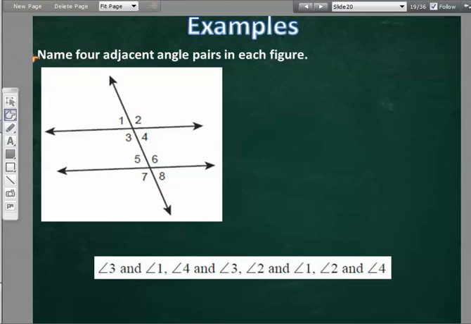And here's another example from your lesson. It says name 4 adjacent pairs in each figure. Well, if you look, it's any pair of angles that are right next door to each other. So they said angle 3 and angle 1, angle 4 and angle 3, angle 2 and angle 1, angle 2 and angle 4. That's just 4 of them, because I could have come down here and said angle 5 and angle 6, angle 6 and angle 8, angle 8 and angle 7, angle 7 and angle 5. They're also adjacent.